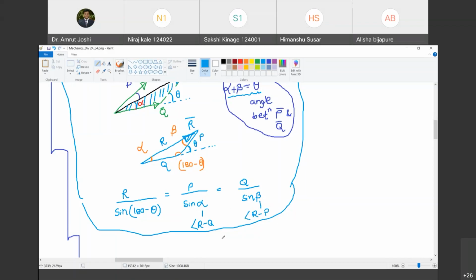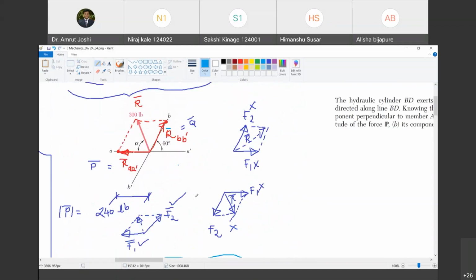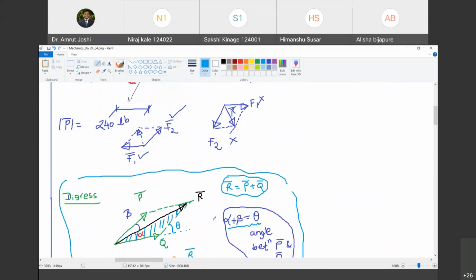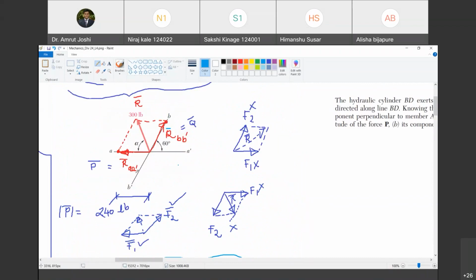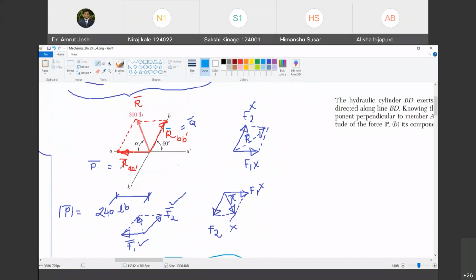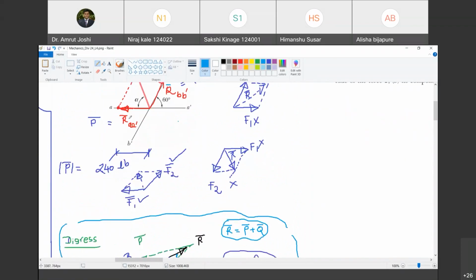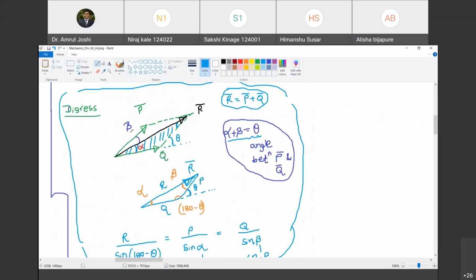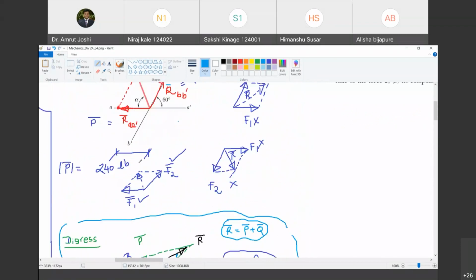Now, this sine rule, let us come back to this solution. We are going to apply this sine rule in order to get these two components, RAA dash bar and RBB dash bar. Are you with me? Yes. Okay, so how do we apply that? Let us apply that sine rule here. Which component have I called as P bar? P bar is RAA dash bar. So the component along AA dash is P. Happy?